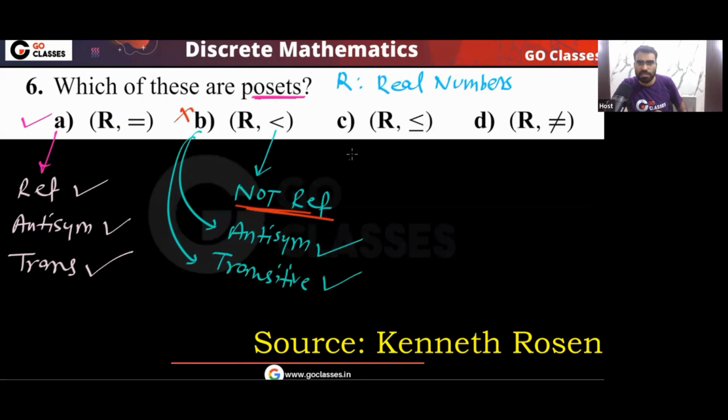Okay, is this clear? What about less than equal to? I told you, this is always a partial order relation. You can take any set of numbers. So this is always a partial order.